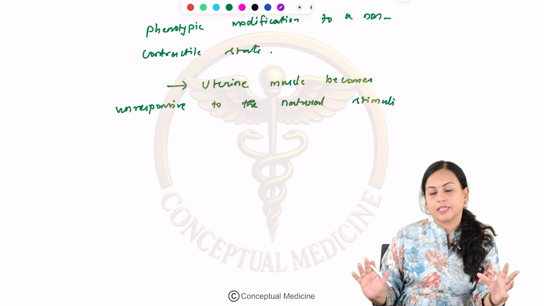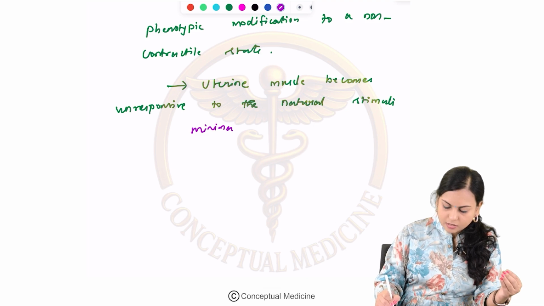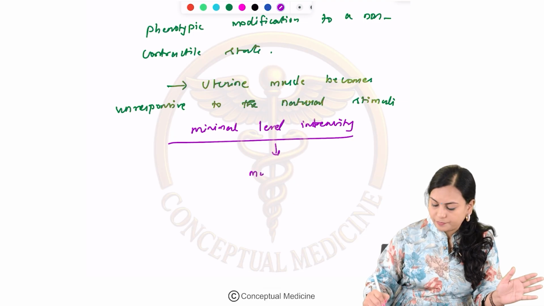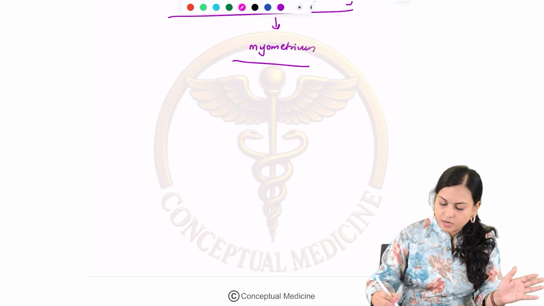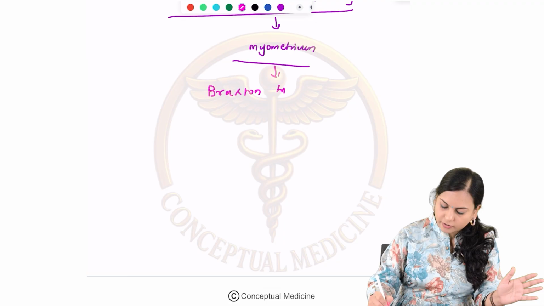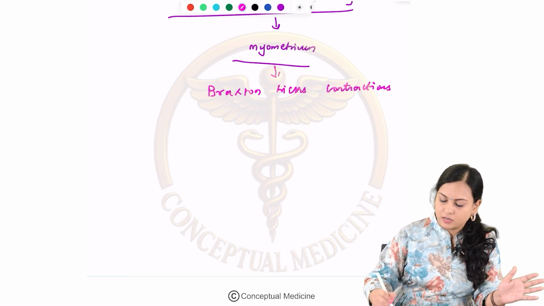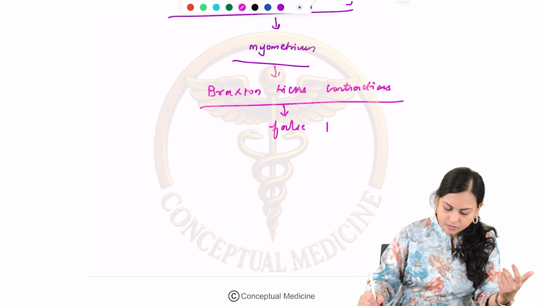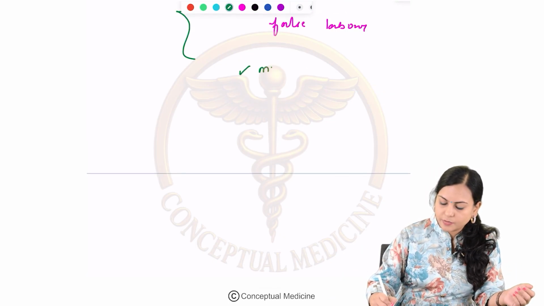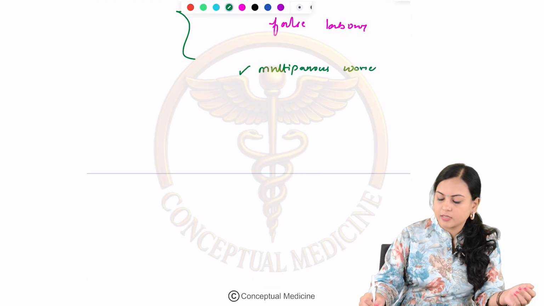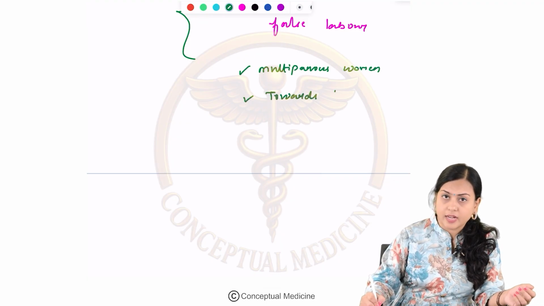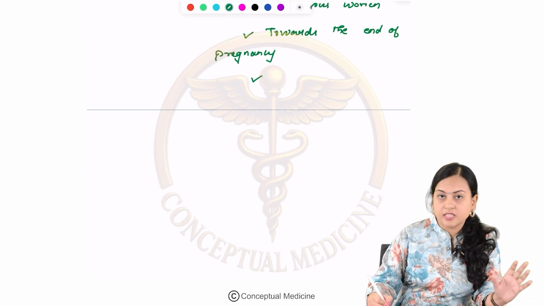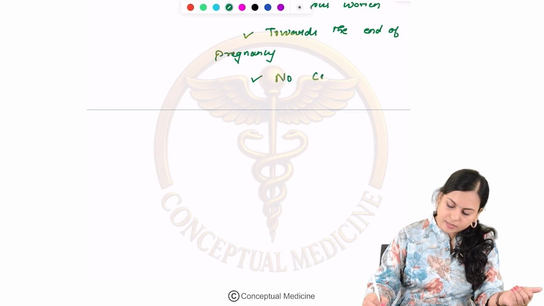However, this is not completely silent. Minimal intensity contractions are present in the myometrium, and these are known as Braxton Hicks contractions. In the later period of gestation, these contractions will be perceived by the woman as false labor. This is most commonly seen in a multiparous woman, most commonly towards the end of pregnancy, and it is not associated with any cervical changes.